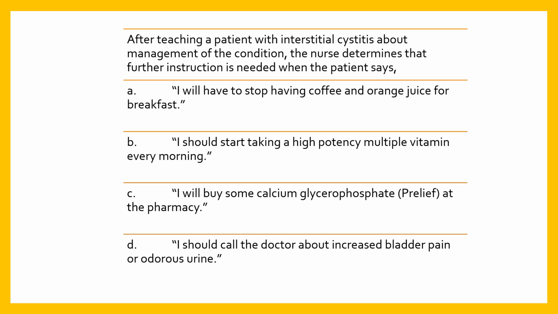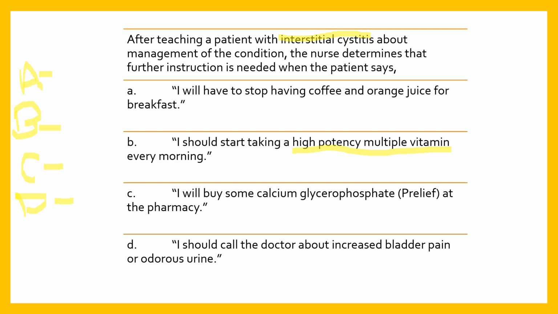So you want to look at what the question's asking. It says the nurse determines that further instruction is needed. So we are looking for the wrong information. What is inaccurate about this? So you guys have to know about interstitial cystitis. A, B, C, D. High potency multiple vitamins. Oh, sorry guys. Go ahead and pause it, and when you're ready, go ahead and play it.